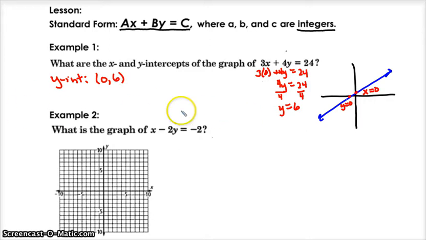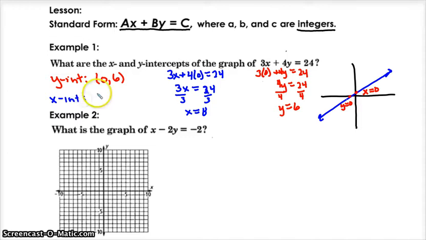Now, let's try it the other way around. If I want to find the x-intercept, I'll plug in 0 for y. So 3x plus 4 times 0 equals 24. 4 times 0 is 0, so 3x equals 24. I divide both sides by 3, and x equals 8. So our x-intercept now is the point 8, 0.